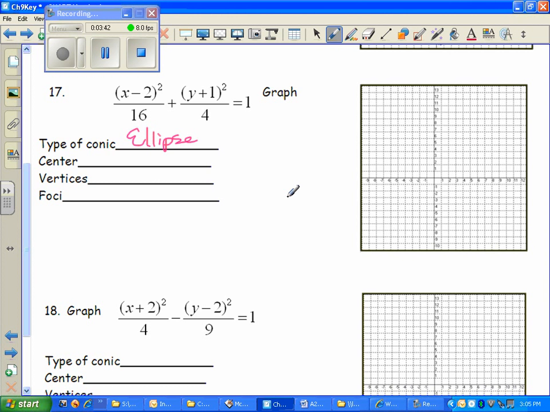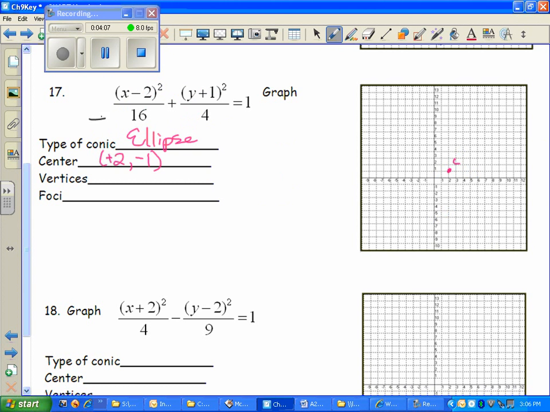Again, like the last one. But at least I don't have to do anything to the equation. I need to find my center because I've got these parentheses here. The center is going to be at +2, -1 for my point. So +2, -1 is the point for the center. So I need to go over 2 and up 1 and make a dot, and that is the center of the ellipse.